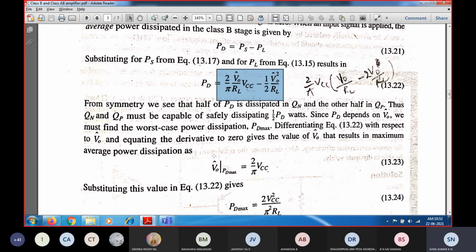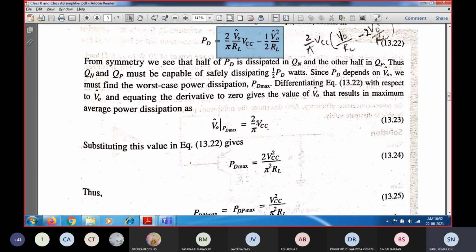If you take 2 by pi VCC common, and we are going to find the power dissipation in terms of V naught max, this is the power dissipation. So this is 2 by pi times VCC that you are going to get.